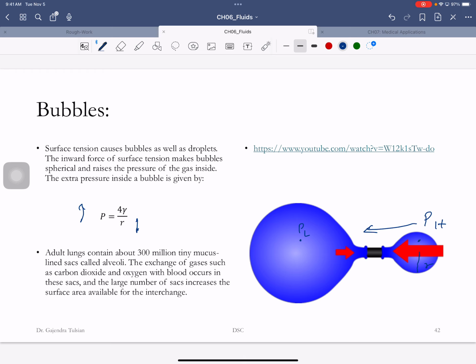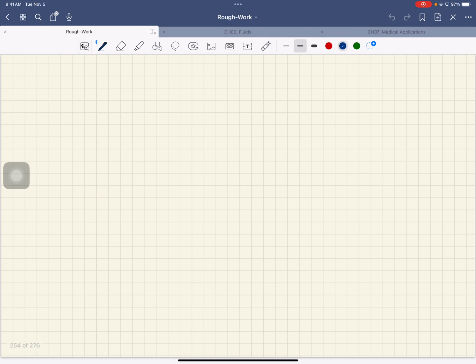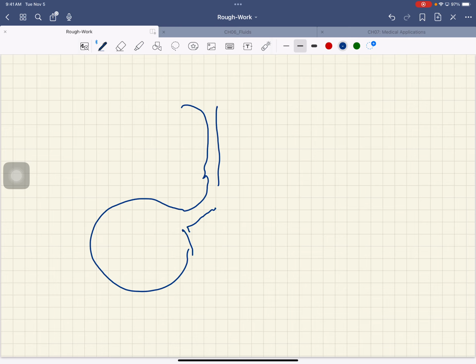So this is important for us. Here's your airway. Obviously our lungs are not one big balloon. Why aren't our lungs one big balloon?